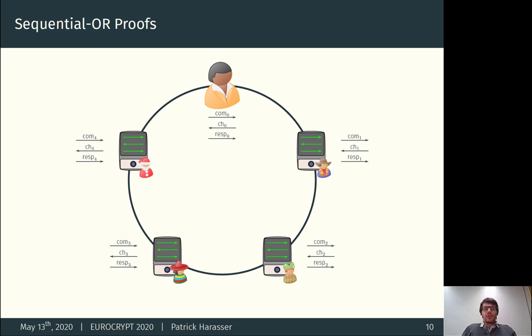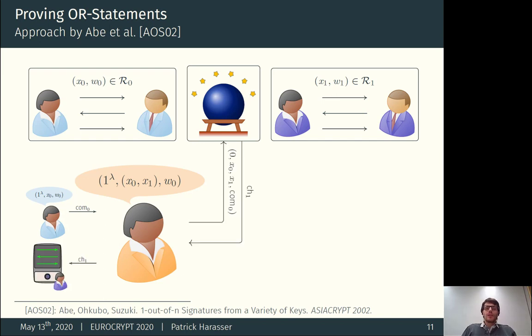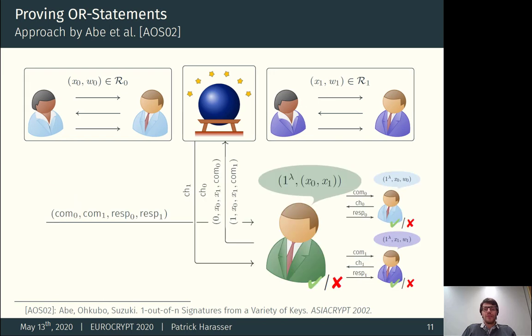And let us review in more detail the construction with just two parties. So the sequential OR prover first computes a commitment for the statement that he does know the witness of, and then queries the random oracle to get the challenge for the other subproof. He then uses the simulator to generate a transcript for the second protocol with this challenge, and then again queries the random oracle to obtain a challenge for this first subproof. And finally, he computes a response to this challenge and sends the two commitments and the two responses over to the verifier. And in order to verify the message, the verifier just recomputes the two challenges as the prover did before, and then checks the two transcripts separately.